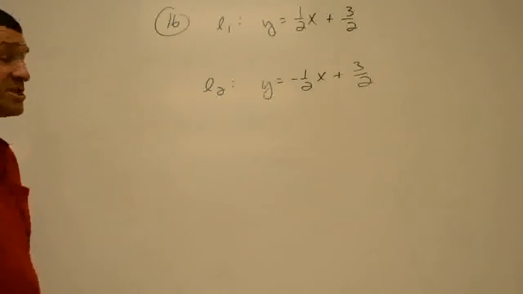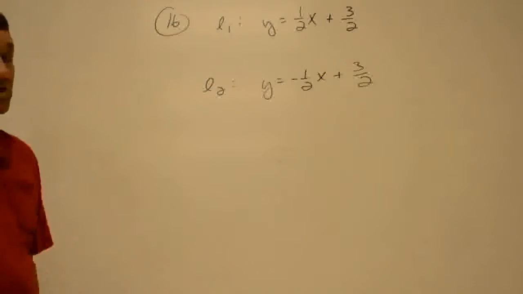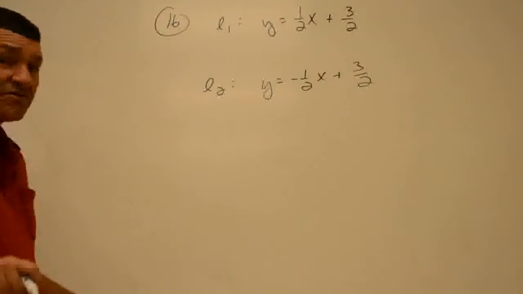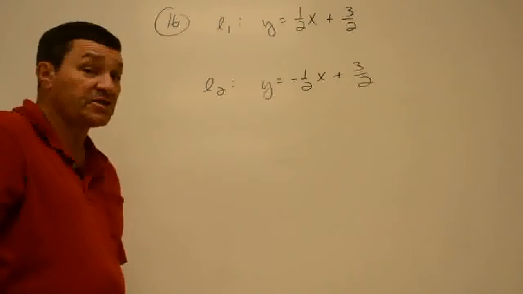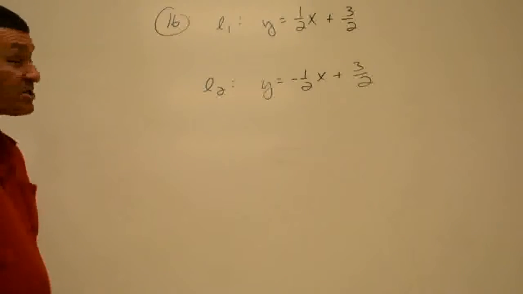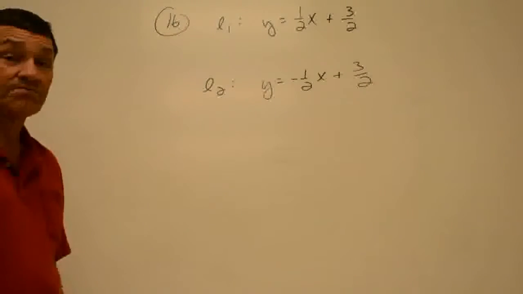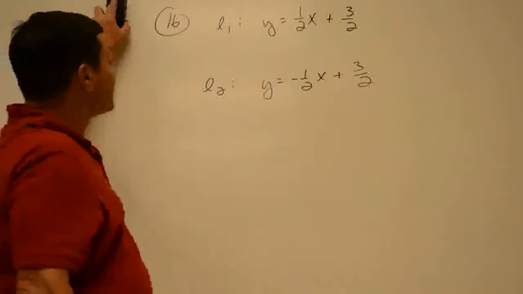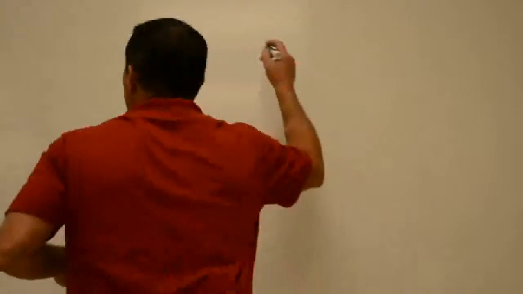So line 2 is not perpendicular to line 1. As long as you know our little relationship about what to look for in the slopes of perpendicular lines, you could just look at that and answer it without any work at all. These are great problems, aren't they? Okay, number 18.